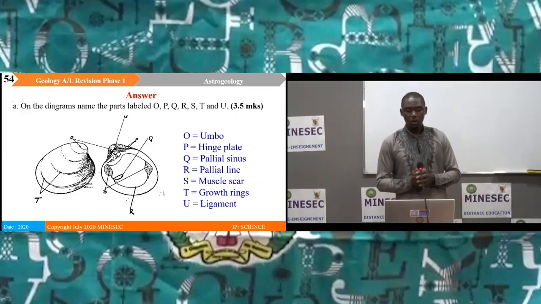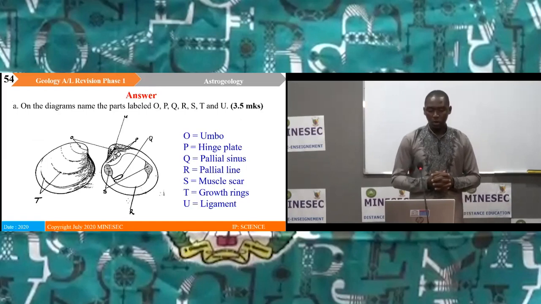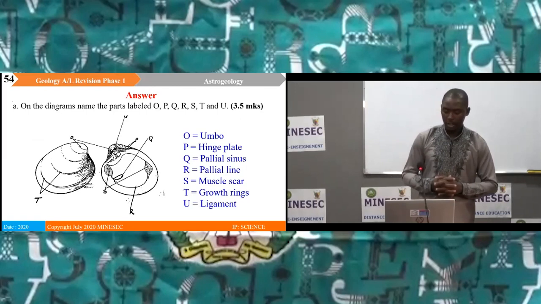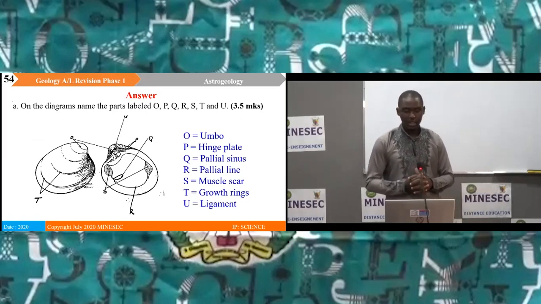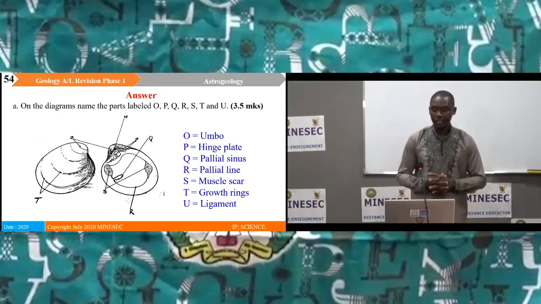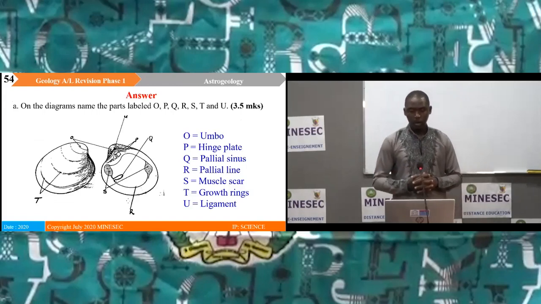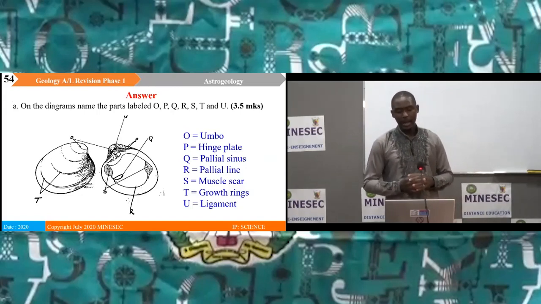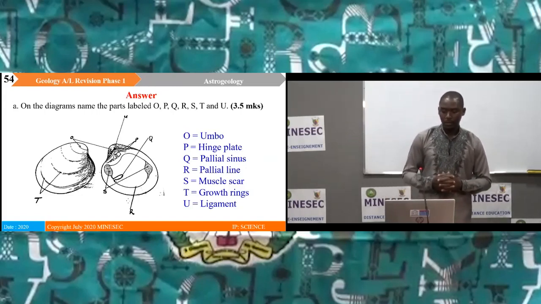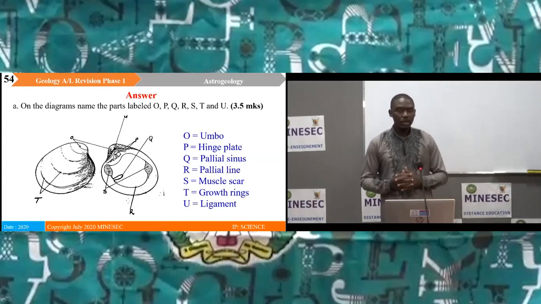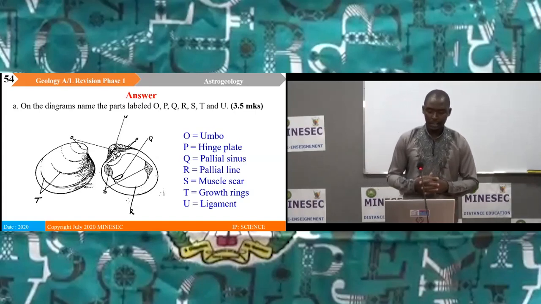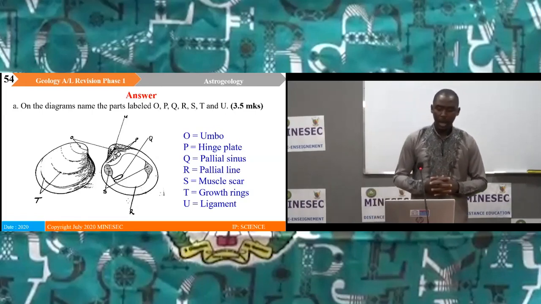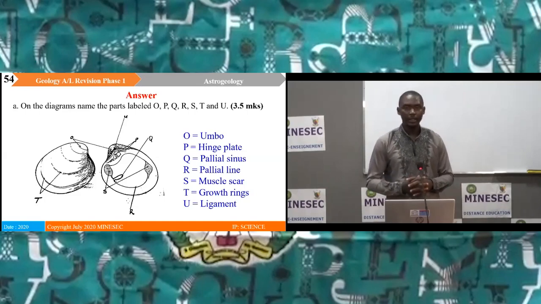O, the arrow for O lies on the umbo of our shell. P is the hinge plate, that is where we have the teeth and socket. Q is the pallial sinus. R is our pallial line. S is the muscle scar. T represents growth rings. And U is the ligament.